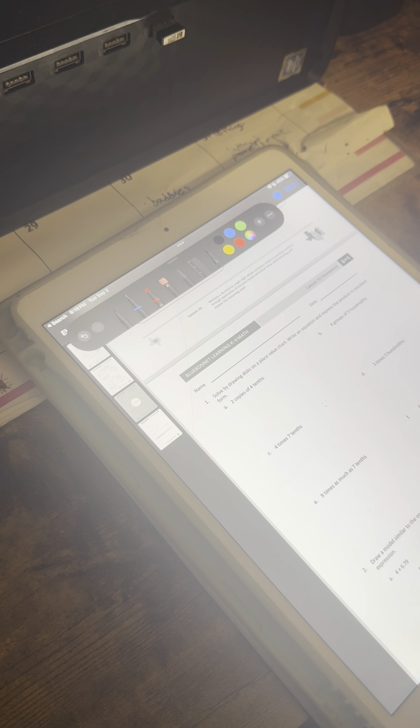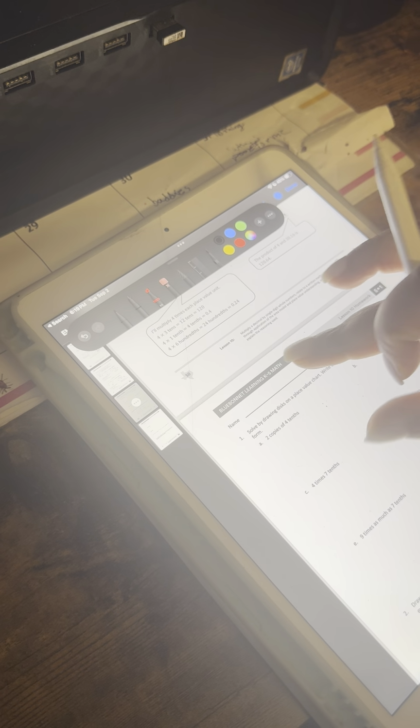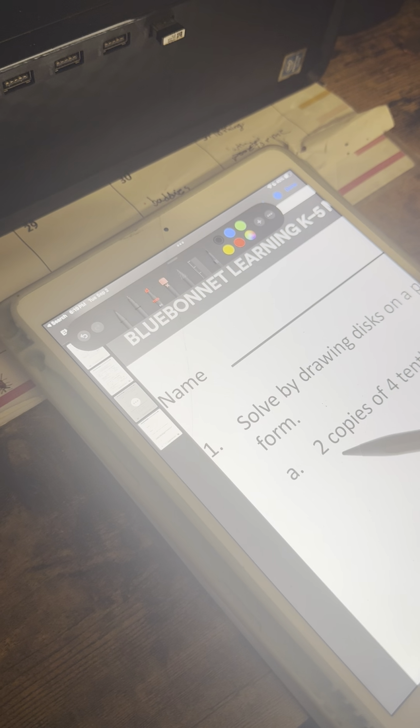It says solve by drawing disks on a place value chart. Write an equation and express the product in standard form. So I already know. So I'm going to work a little backwards. So I'm going to do this step. Write an equation, express the product in standard form. So it says 2 copies. So I know 2 copies mean 2 times, okay, because that's our order of operation, of 4/10. So 2 times 4/10 equals something.